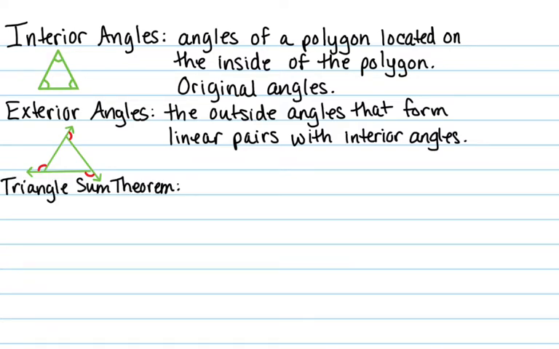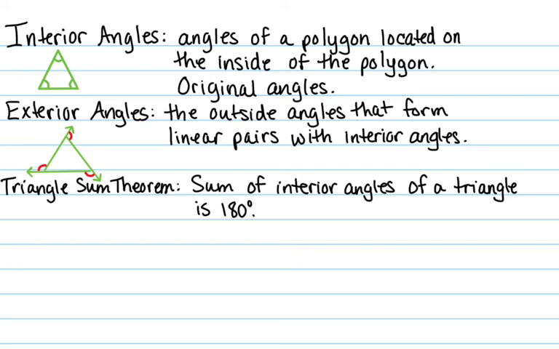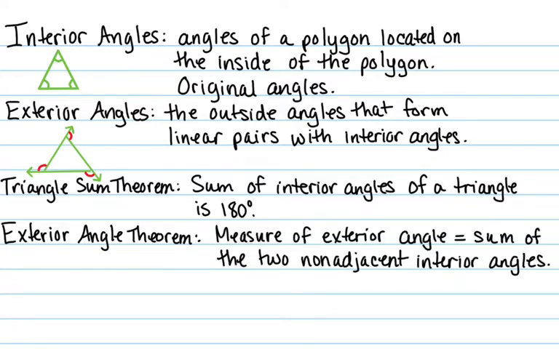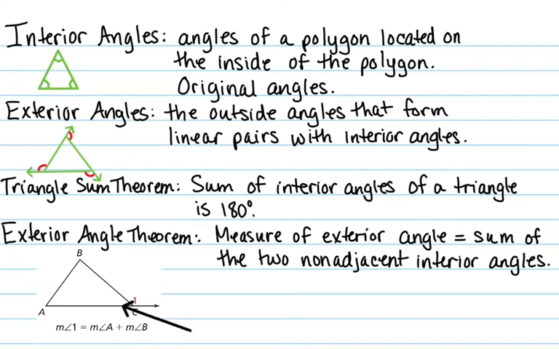And then we have the triangle sum theorem, and that just means that the sum of the interior angles of a triangle is 180 degrees. And then the exterior angle theorem allows you to find an exterior angle using 2 of the interior angles. The 2 that you have to choose are the non-adjacent interior angles, so they can't be next to the angle that you're trying to find. So you would find this angle measure by just adding these 2 angle measures together, and the sum would tell you what angle 1 would equal.